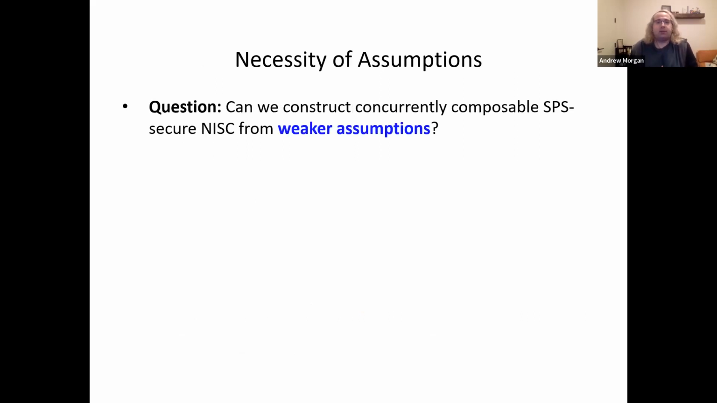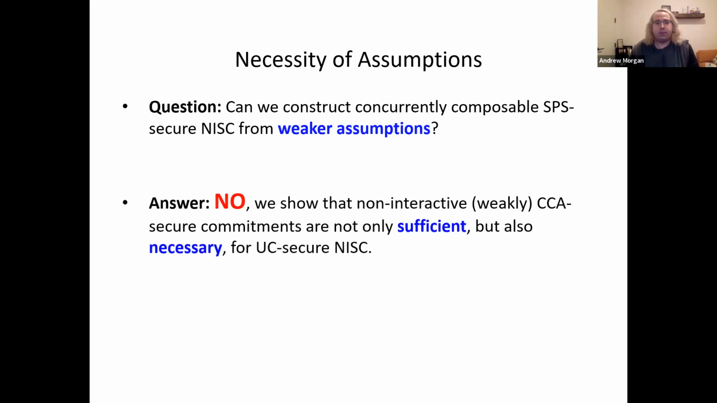Given this, it might be a natural question to ask whether we can potentially bypass the requirement for non-interactive CCA secure commitments and base concurrently composable SPS secure NISC on a weaker set of assumptions closer to the standard assumptions required for the base standalone NISC protocol in our construction. However, in a second key theorem in our work, we answer that question in the negative. We show that the implication from our first construction is basically bidirectional, and that non-interactive weakly CCA secure commitments are both sufficient and necessary to construct UC secure NISC.